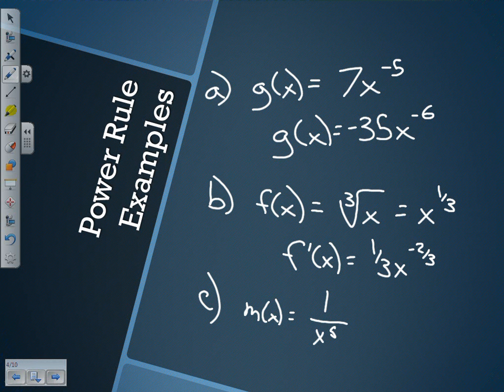Can I use the power rule? Yeah, I probably would put it up there. But how do I have to rewrite it? That's a better question. X to the negative. If you've got exponents and they're in the denominator, you can write them as negatives. So now our derivative, m prime of x, would equal what? Negative 5x. Good.